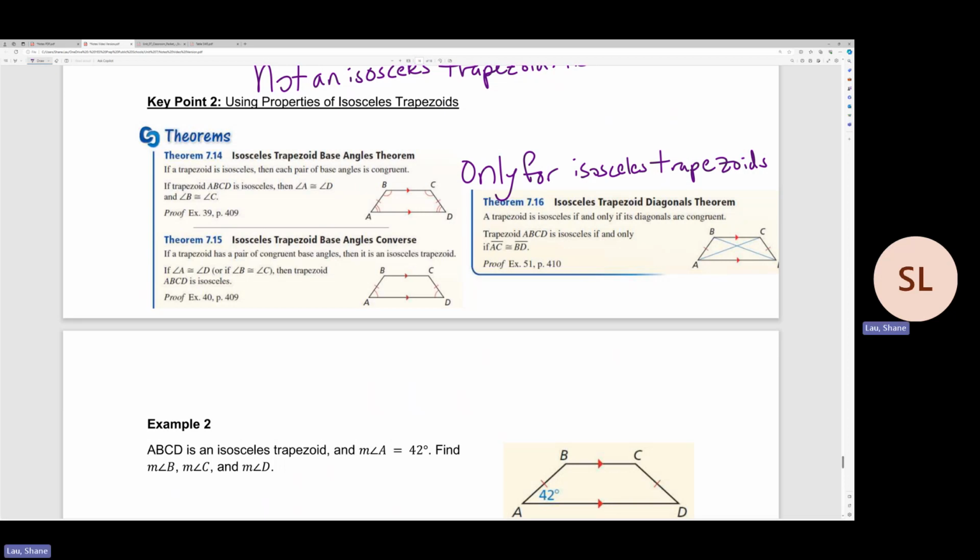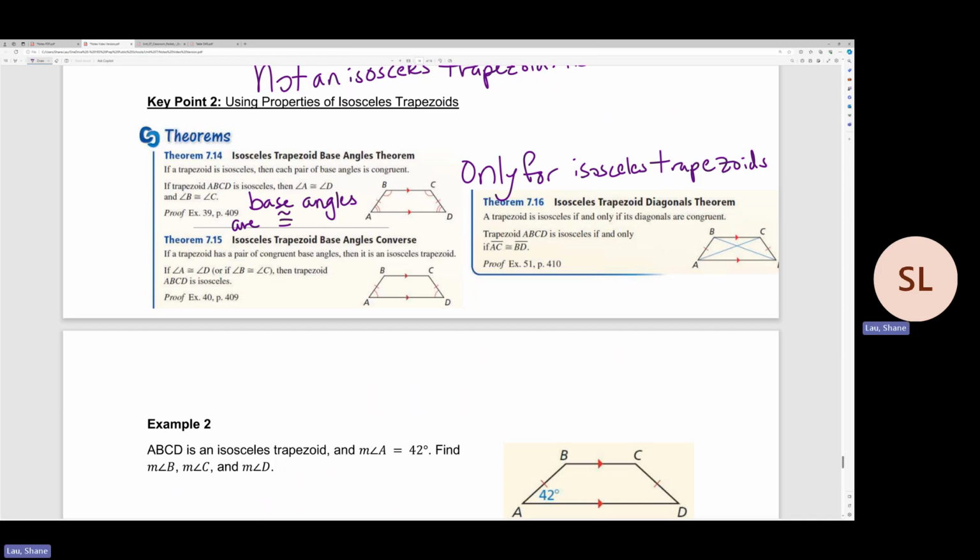And so here we have these 3 new theorems, and some of them are a little bit easier to understand than others, and that's okay. But for 7.14 isosceles trapezoid base angles theorem, man, that's a mouthful. The thing you want to really pull from this one is that the base angles are congruent. That's all that it really says. Base angles are congruent.